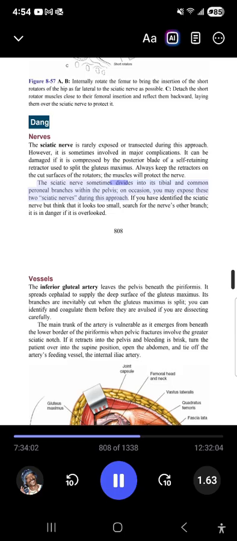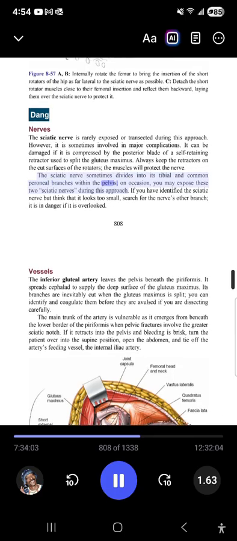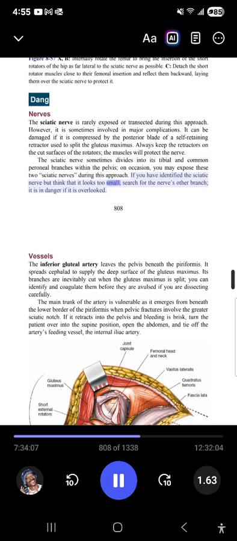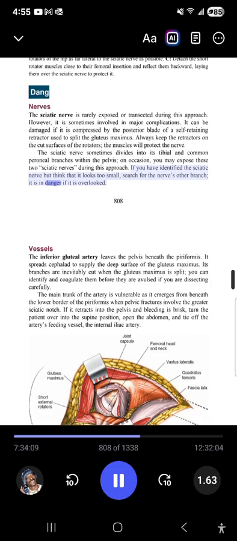The sciatic nerve sometimes divides into its tibial and common peroneal branches within the pelvis. On occasion, you may expose these two sciatic nerves during this approach. If you have identified the sciatic nerve but think that it looks too small, search for the nerve's other branch. It is in danger if it is overlooked.